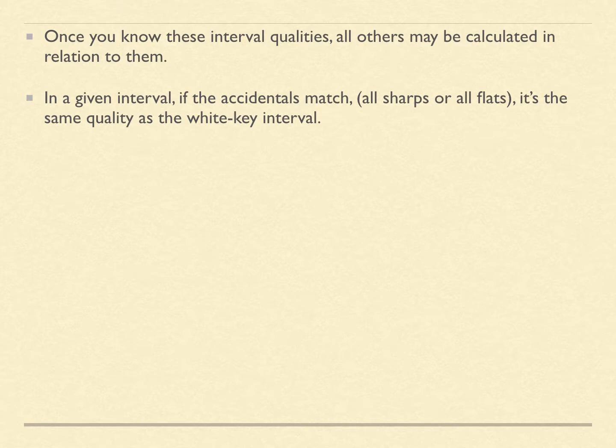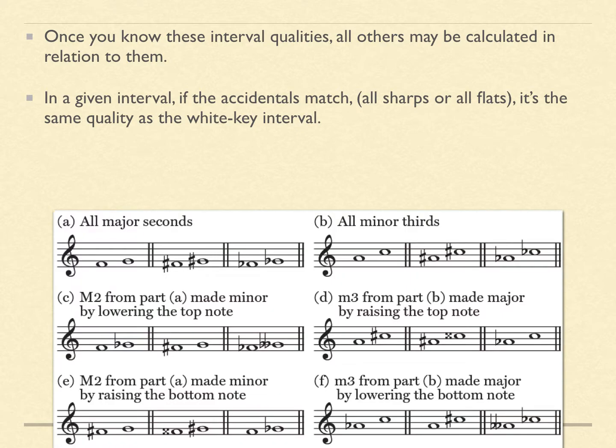Another good trick is matching the accidentals, or just sort of taking stock of the accidentals. If you know the white key method, then you can take some shortcuts. So if you knew, for example, that in the first set there, F to G is a major second, and you apply an accidental to both the F and the G, you can be sure that's still a major second.